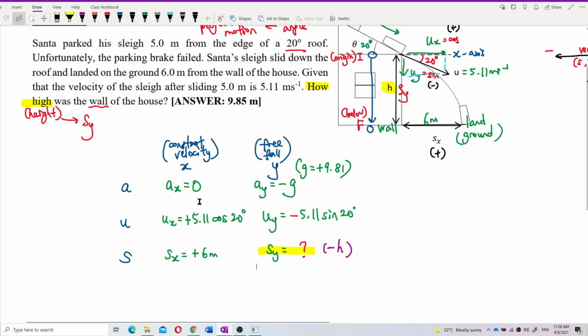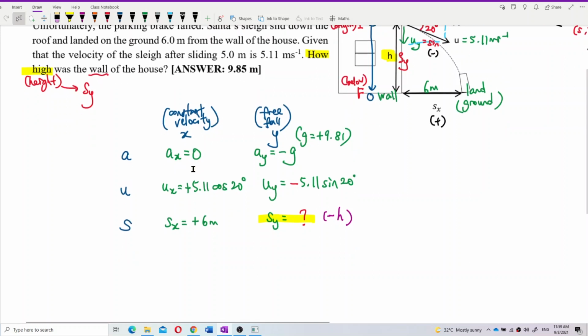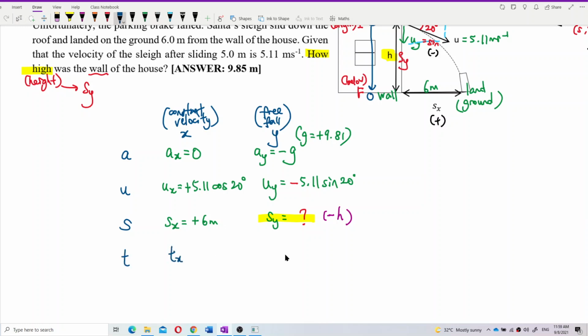We need to start from the x component, because the x component already has 3 pieces of information, so we can find the fourth unknown. From these 3 pieces of information, we can get the time, because time can always link to the y component. Remember, time x is always equal to time y. This is where we link the relationship between the x and y components.